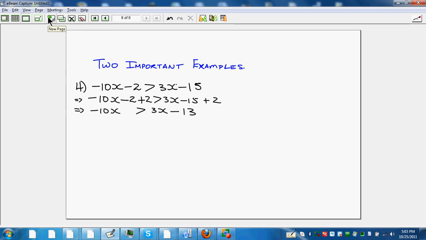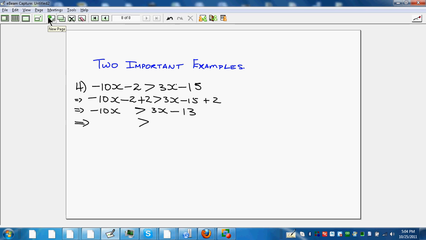Okay? The next thing we'll do is we will remove the 3x from the right-hand side. You could have chosen to remove the minus 10x from the left-hand side, but for this particular example, we will be removing the 3x from the right-hand side.